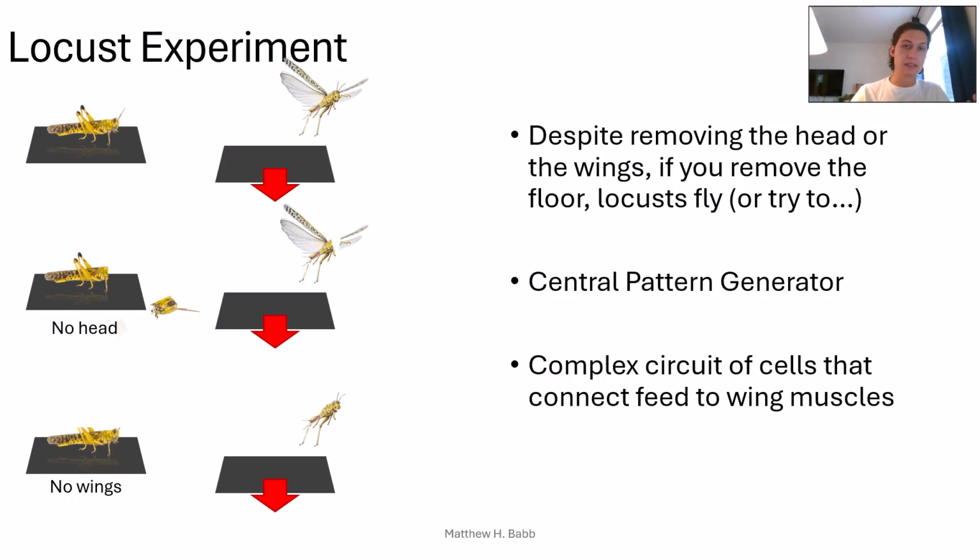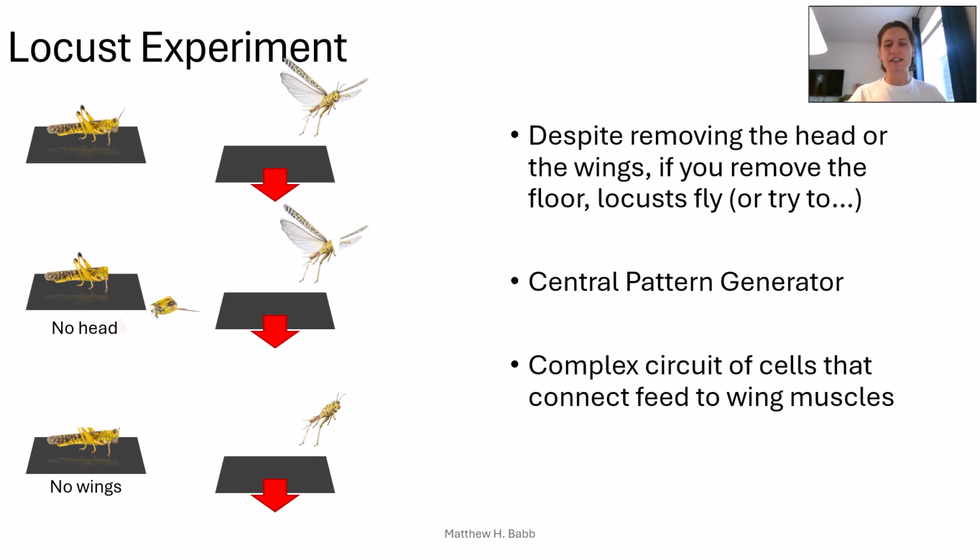Now here's a classic example, and it's kind of a funny one when you think about it, but it shows how neural circuits can change and control behavior. They started with an observation. If you have a locust and you pull out the surface that the locust is standing on, it will immediately engage in flight behavior. It's almost an automatic response. And so the question is, why or how?